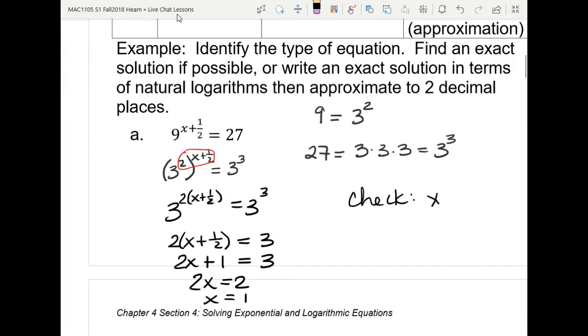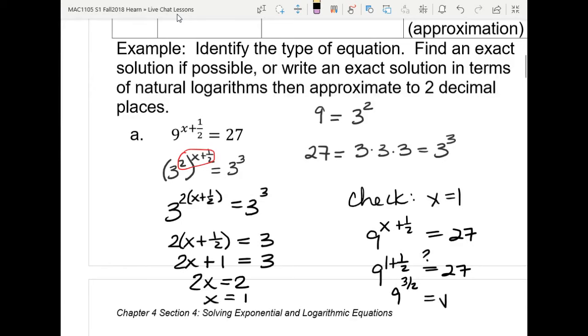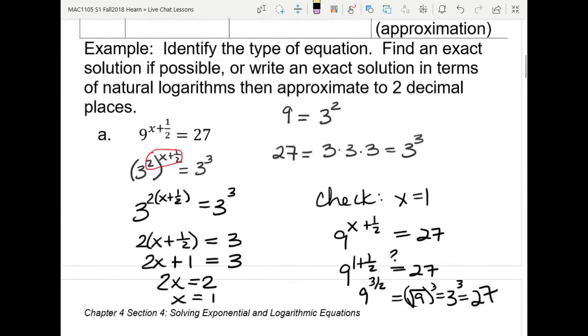So we would plug x equals 1 into the original equation, which was 9 to the x plus 1/2 equals 27, and we'll see if we get a true statement. So 9 to the 1 plus 1/2 equals 27. Is that true? Well, that's 9 to the 3/2. Well, remember, 3/2 power means square root of 9 cubed, which is 3 cubed, which is equal to 27. So yeah, that actually does check out. So x is equal to 1.